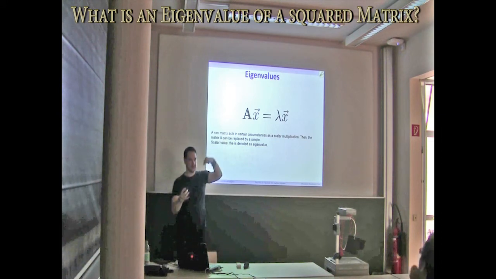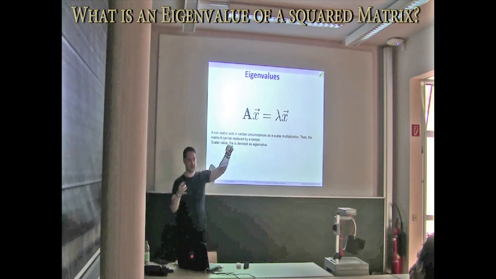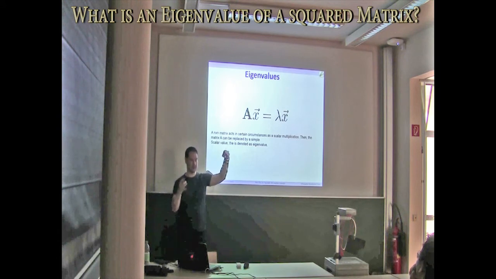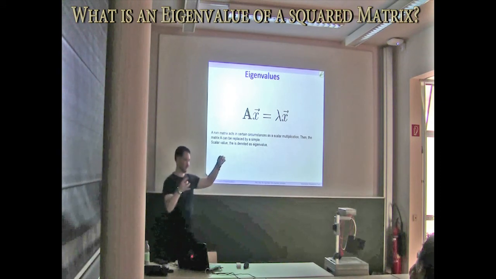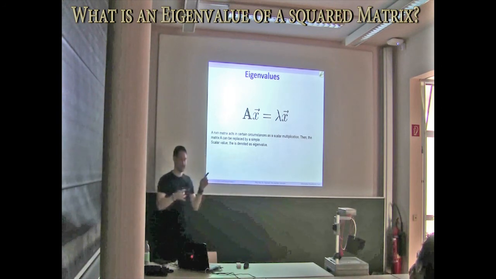And instead of using a complex matrix multiplication in order to just scale a vector, we exchange this matrix by the scalar value to get the same result. And this is the eigenvalue. So for certain vectors, you can exchange the matrix by a scalar value and nevertheless get the same output. This is the idea of eigenvalues. Okay. You got it? This is important.